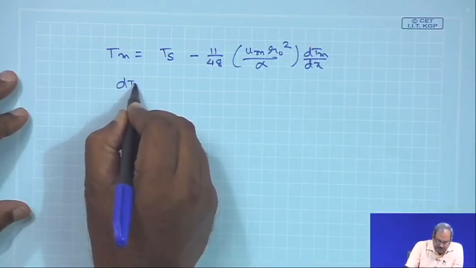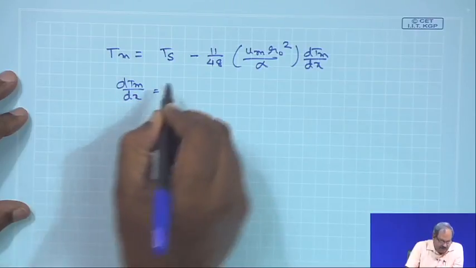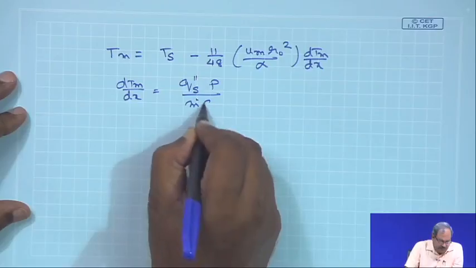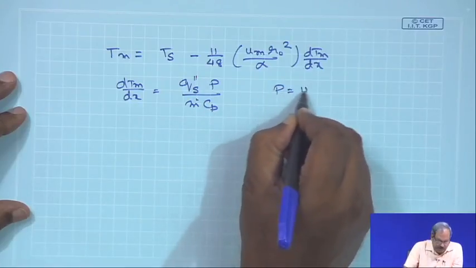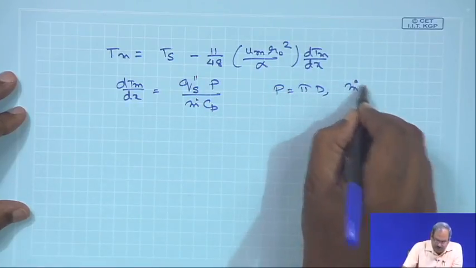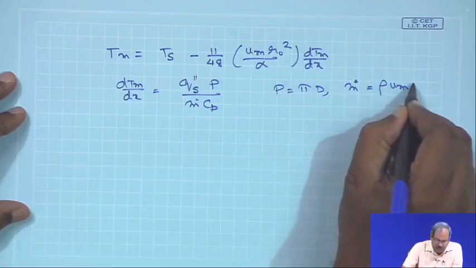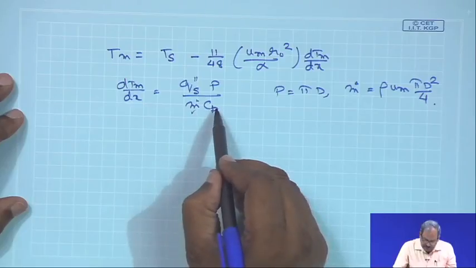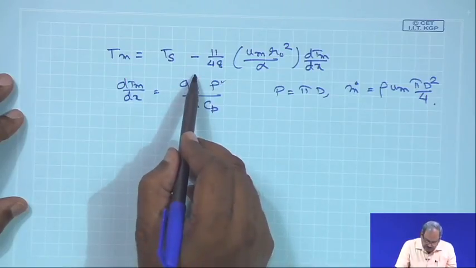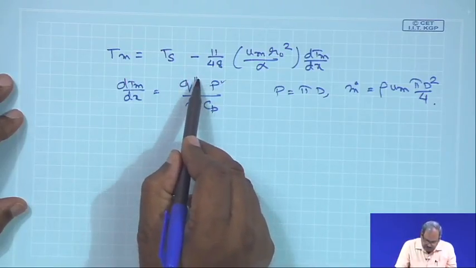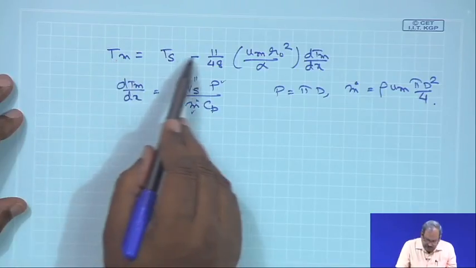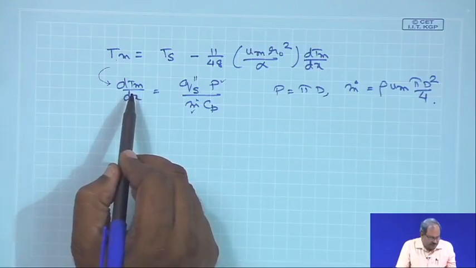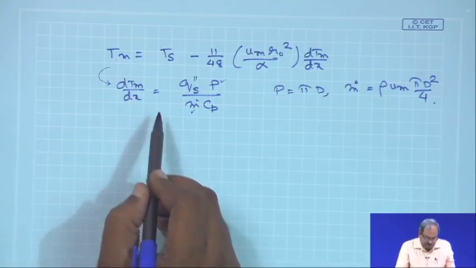And since we know that dTm by dx is equal to q double prime s times p over m dot Cp, where p is pi times d and m dot, the mass flow rate, would simply be rho pi d square by 4. So, the m dot and p expression is known, this q s is a constant, and I am looking at the expression for Tm, which can be used to obtain what is dTm dx.